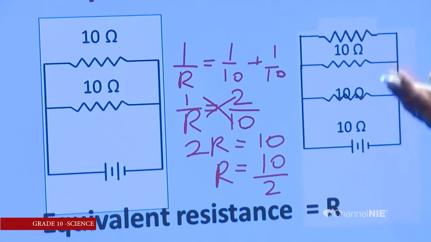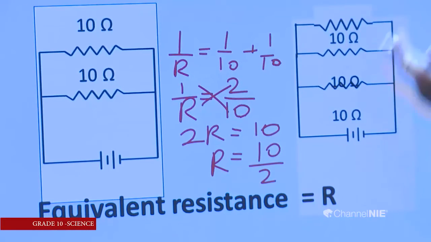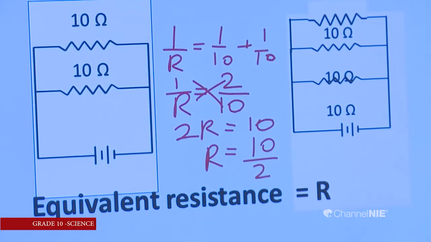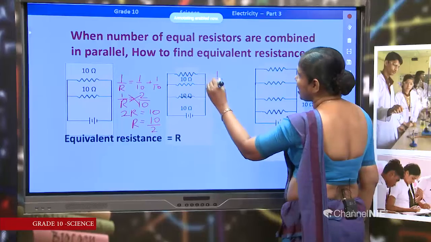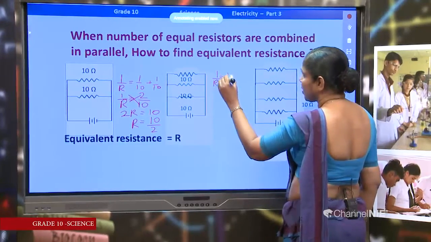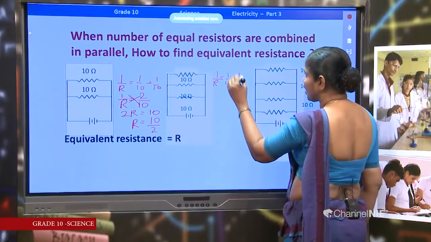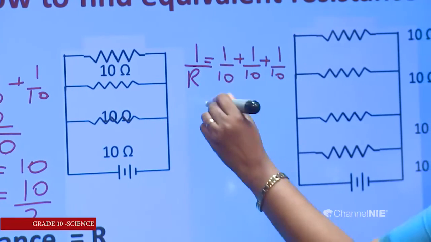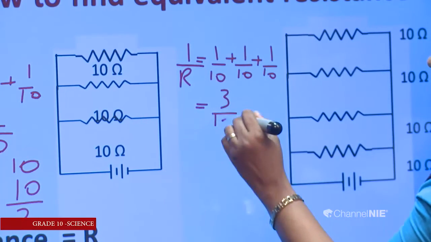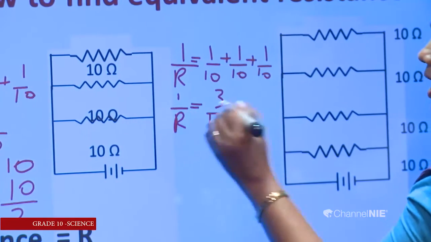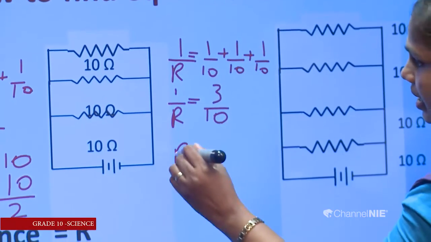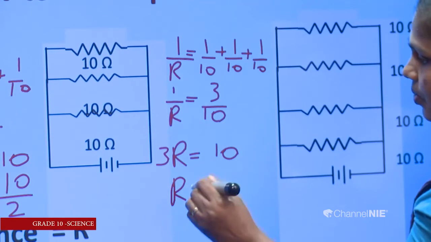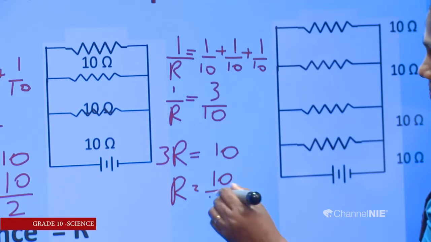Here, there are 3 equal resistors of 10 ohm each, right? Then how to get the equivalent? 1 over R equals 1 over 10 plus 1 over 10 plus 1 over 10. See, then 3 over 10 equals 1 over R. Then 3R equals 10. R equals 10 over 3.